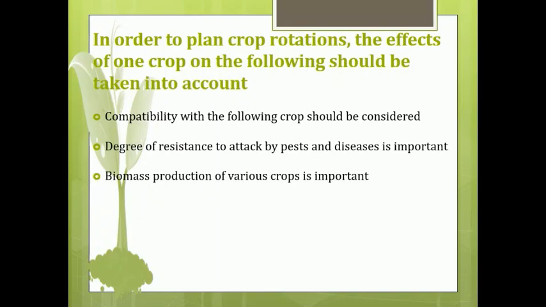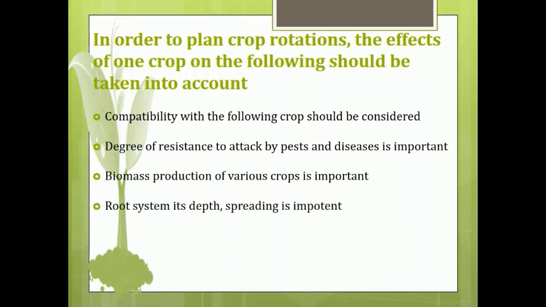Biomass production of various crops is again important. Basically, crop rotations do not involve burning of crop residues. Instead, the crop residues of the previous crop are left on the soil, allowing them to decompose slowly and adding humus and nutrients to the soil. In such a case, adequate biomass production of various crops is important to be considered. So crops should be selected in such a way.